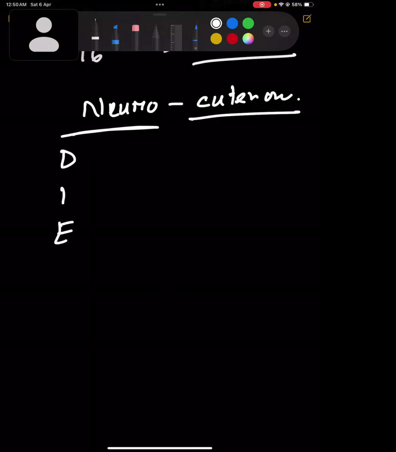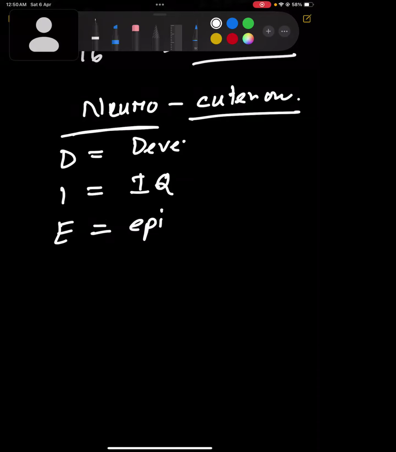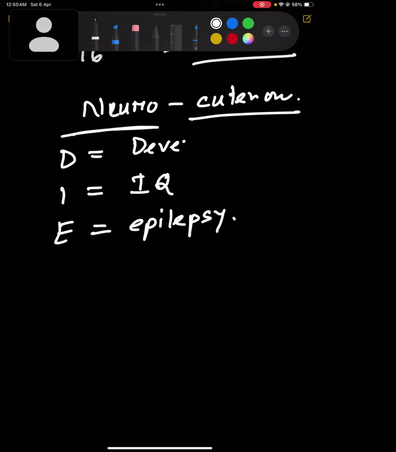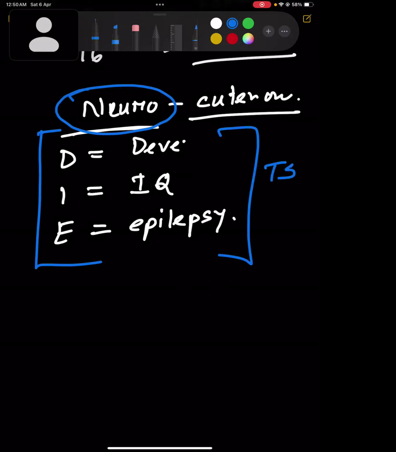What is DIE? D for developmental delay. Okay. I for intellectual impairment, their IQ level is low. Intellectually, they are getting low IQ. There is impairment. Okay. E for epilepsy. So these are the neurological features of this tuberous sclerosis.